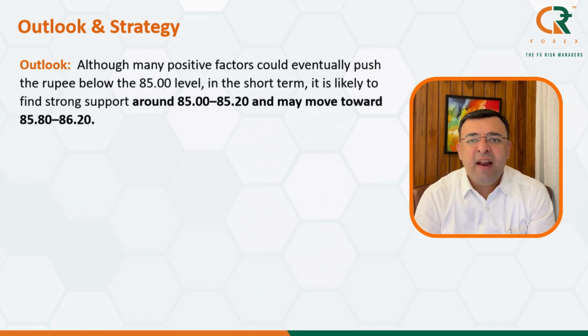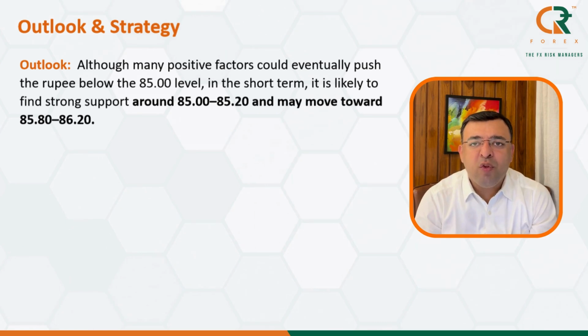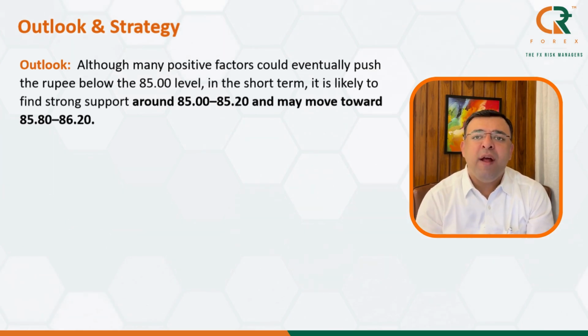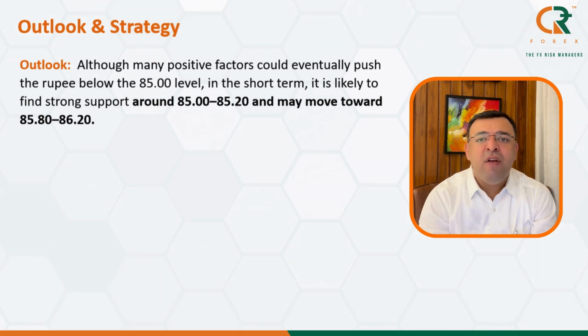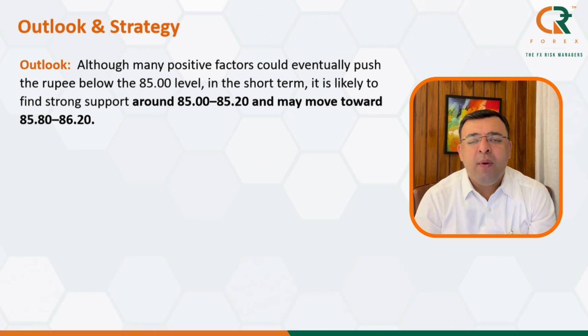Now let us discuss the outlook on the dollar rupee pair and strategy for exporters and importers. Although there are a few positive data points which can take the rupee below 85 kind of level, in the short term we are expecting that 85 to 85.20 will act as a very strong support for the pair, and eventually the pair can move towards 85.80 to 86.20 kind of levels.